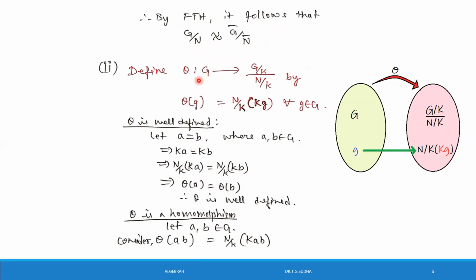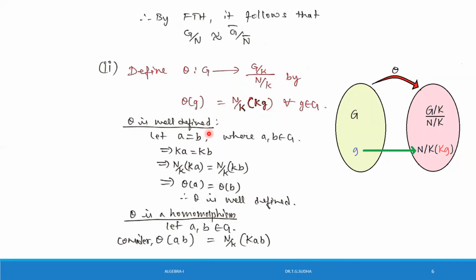For that, let us consider a mapping theta from G to G by k by n by k, and let us define this theta as theta of G is equal to n by k of kg, because this kg is the element of G by k, and n by k will be the normal subgroup in G by k. Therefore, we consider the coset n by k of kg for all G belonging to G.